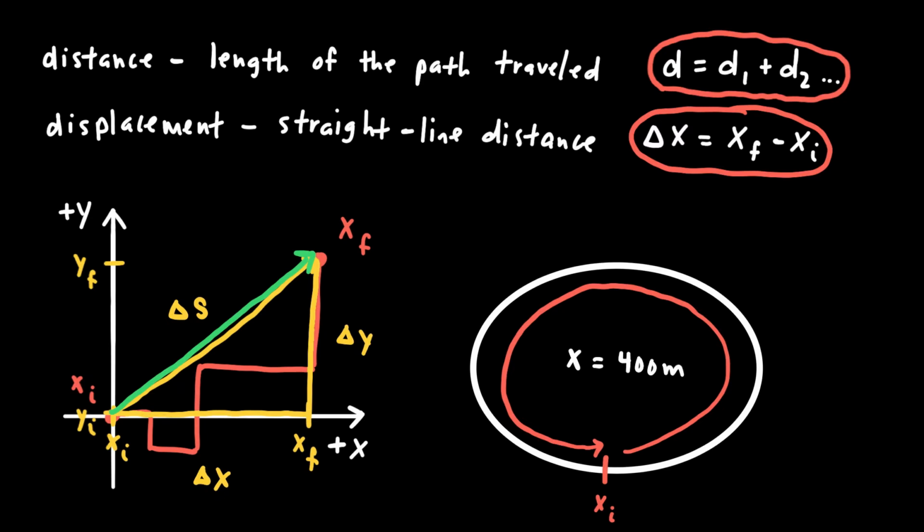Then when the person returns to this starting location, they will have a displacement of 0 because the initial position and the final position would be the same. Their distance traveled, however, would be 400 meters because if the length of the track is 400 meters, the path that they will have traveled by the time they return back to this initial position would still be 400 meters. And so there's another instance where distance and displacement are not the same.